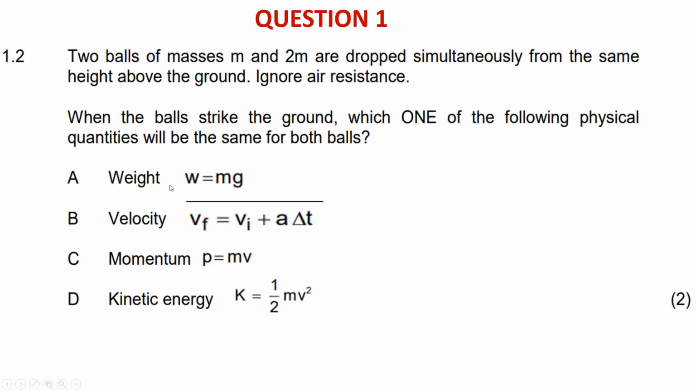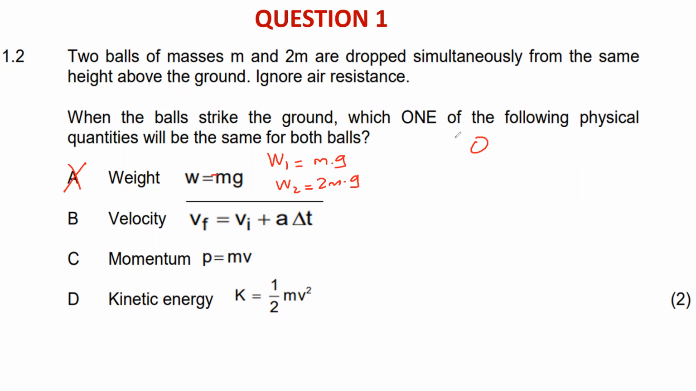As you see, you remember the formula, weight is equal to m times gravitational acceleration, W = mg. Weight depends on mass. If the mass changes, weight will be different. So if you have m, weight W1 is equal to mg, you can calculate with 9.8, it's fine. And then W2 is equal to 2mg. As you see, they are different, so weight will not be the same.